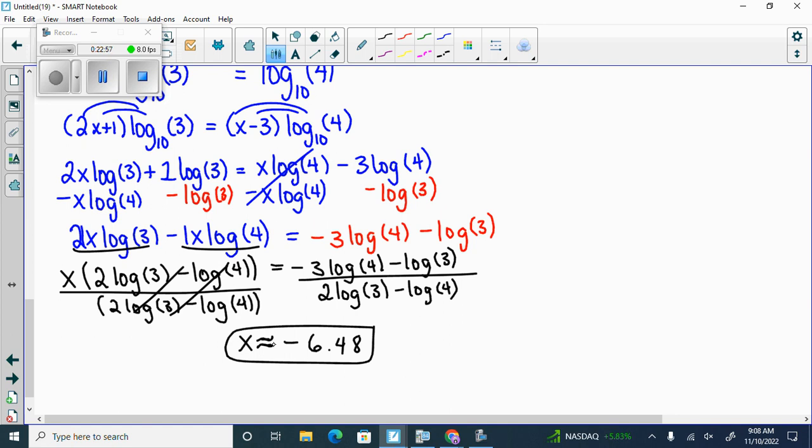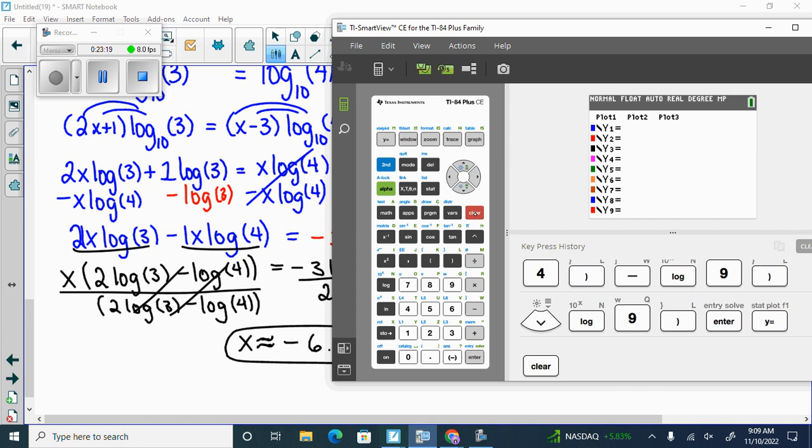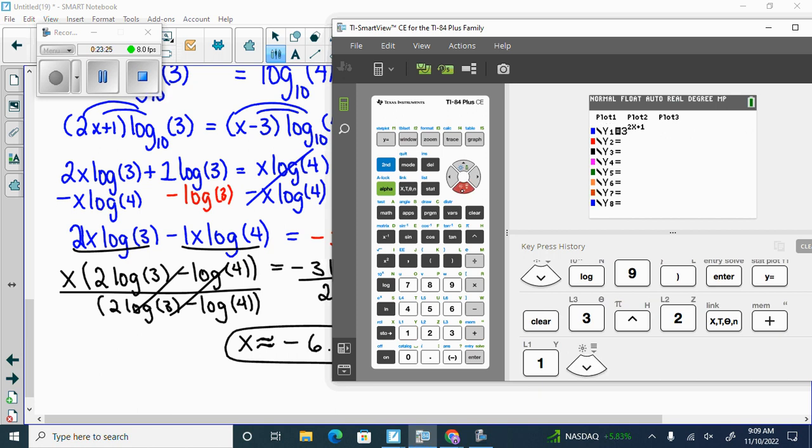Now, everyone should type it into their calculators. I know that my answer is negative 6.48, right? So hopefully on my calculator it's negative 6.48. So when people are like, I don't even know where to look for it, look close to negative 6.48. Hopefully you're right, okay? So when we type it in, what was the original again? 3 to the power of 2x plus 1. Remember, if you don't have the one going up, you have to have your exponent in brackets. And then 4 to the x minus 3.